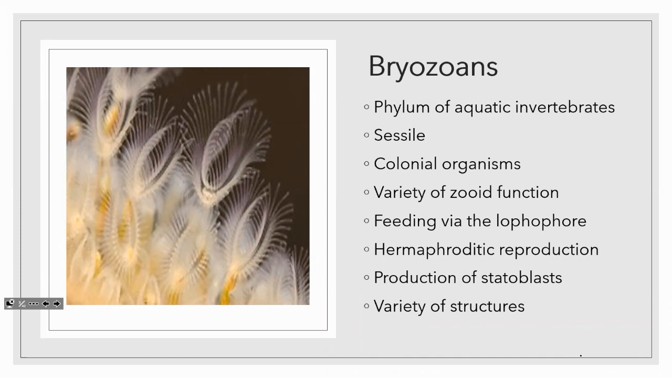They reproduce via hermaphroditic reproduction, which means that each colony has both male and female parts. It allows them to reproduce both sexually with other colonies of genetically similar individuals and asexually through the production of what are called statoblasts. Statoblasts are essentially tiny capsules of genetic information that can be released into the environment and give rise to new colonial structures. Does that make sense to anybody?